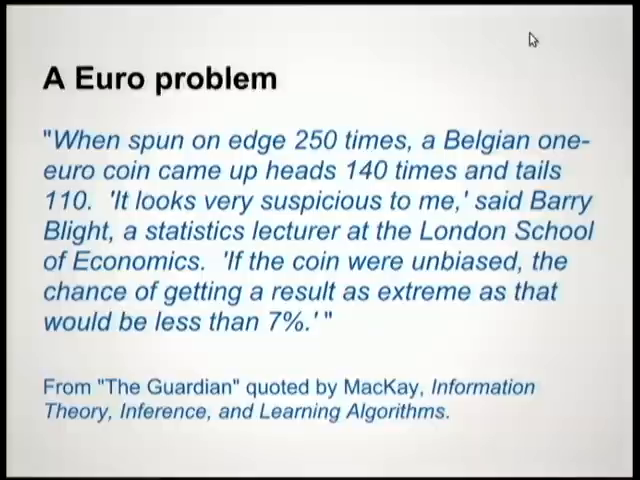This is an actual article that appeared in the newspaper, The Guardian, when the euro coins were first coming out. Someone noticed that the Belgian euro coin, for some reason, was a little bit more lopsided than most of the others, and so they decided to try it out and see what happens if you spin the coin on edge on a table and wait for it to fall over and count how many times it falls heads or tails. And someone with too much time on his hands spun it 250 times, came up heads 140 times, tails 110, took it to a statistician.